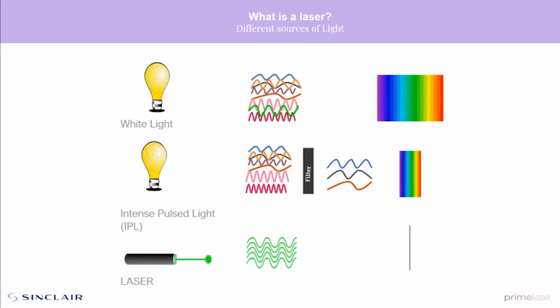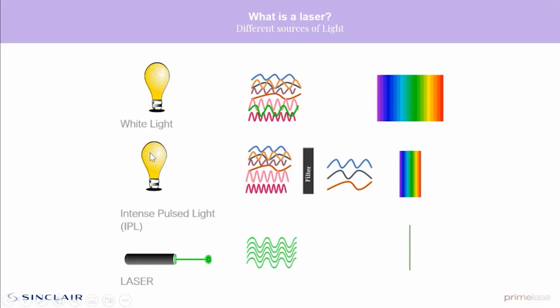There are different sources of light, and it's important to be able to distinguish them. The white light, which is the normal light that we are always using, contains different wavelengths, each one corresponding to one color. That's why in the visible light, we are able to see all the colors that our eyes allow.